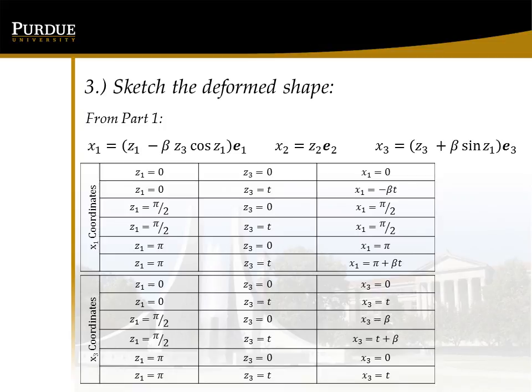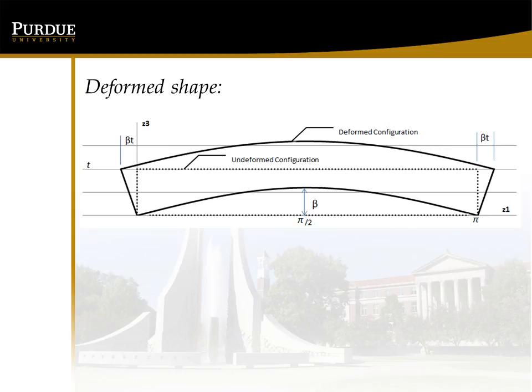Lastly, we were asked to sketch the deformed shape, and here are some coordinates and different values, how you could map it. Here we have our original shape in the dotted lines and the deformed configuration in the solid lines, and it was bent upwards by a distance of beta, and it maintains its thickness of t, and as you can see, the maximum deflections occur at pi over 2.